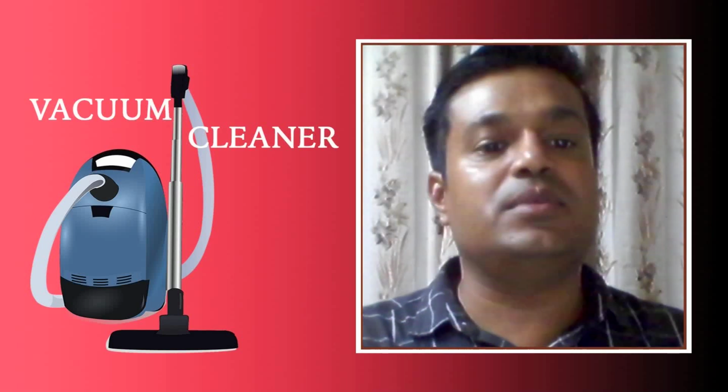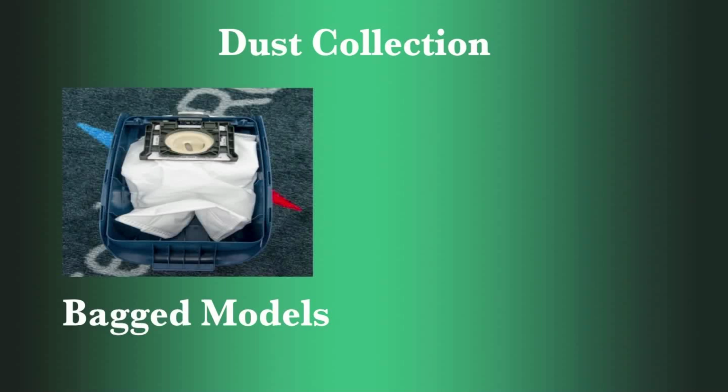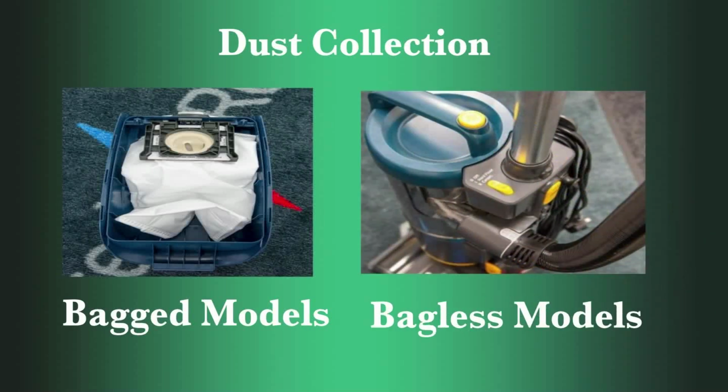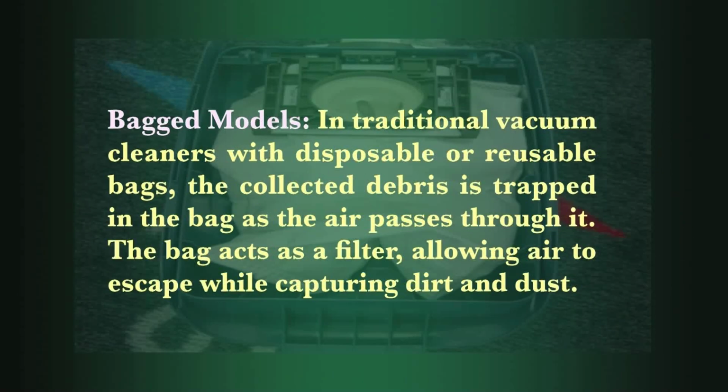Based on the dust collection, there are basically two types. One is the bagged model, another one is the bagless model. In the bagged model, which is the traditional vacuum cleaner with disposable or reusable bags, the collected debris is trapped in the bag. As the air passes through it, the bag also acts as a filter, allowing the air to escape while capturing the dirt and the dust.